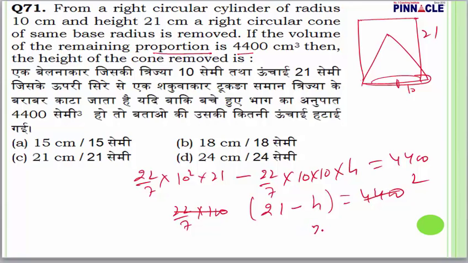So 21 plus 14 is equal to, here we have to write 1 by 3 also, because this is a cone. So 21 minus h by 3 is equal to 14. In other words, you can say 14 and 21 minus 14, this would be equal to 7. 7 is equal to h by 3. H would be equal to 21. Answer is C. What we have done in this question, volume of this cylinder minus volume of this cone, which is given, 4400. From this we can find the value of h.